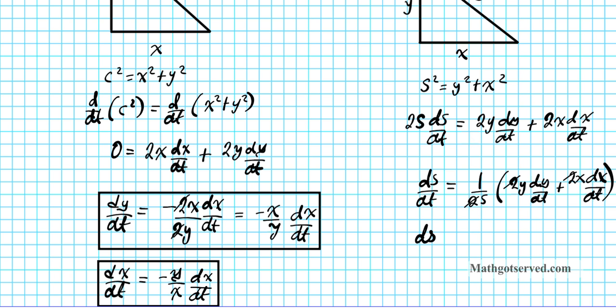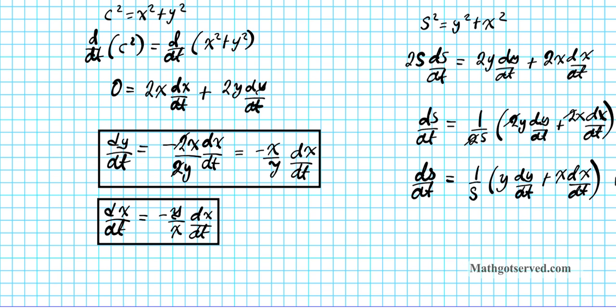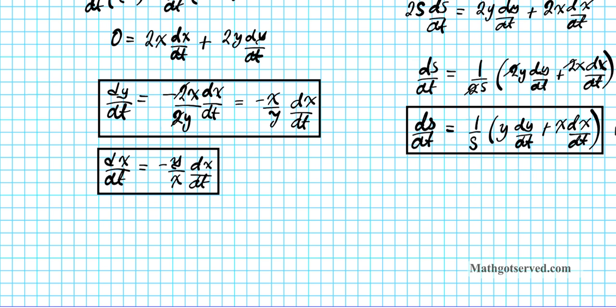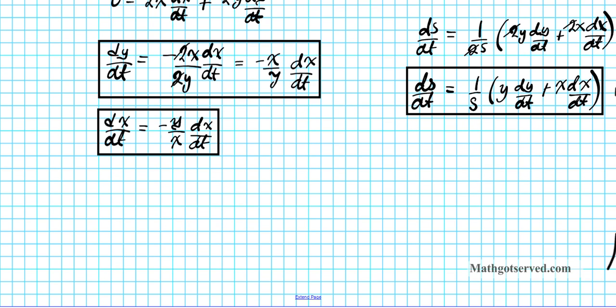So dS/dt is simply going to be 1 over s times (y dy/dt plus x dx/dt). Okay, so that's the differentiation formula if the hypotenuse is a variable. All right, let's shift our attention to the related rates formula for a circle. Okay, so we're done with the right triangle. Let's take a look at the circle.